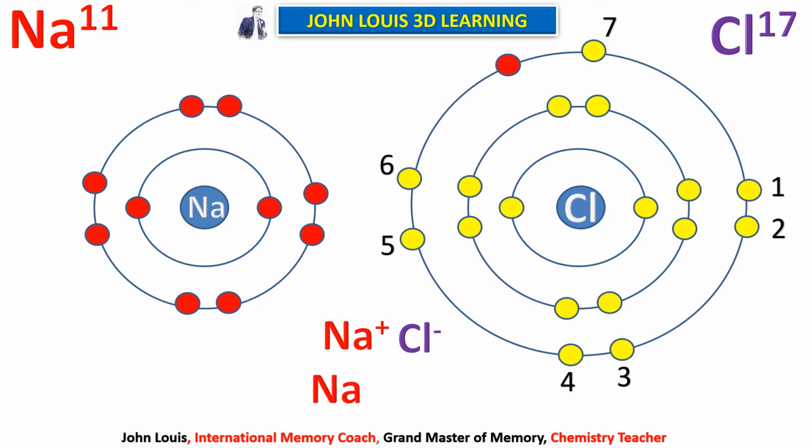Therefore, there is a bond created between sodium and chlorine. That type of bond is known as what? Ionic bond, because sodium donates and chlorine accepts. This type of bonding is known as ionic bonding or electrovalent bonding.